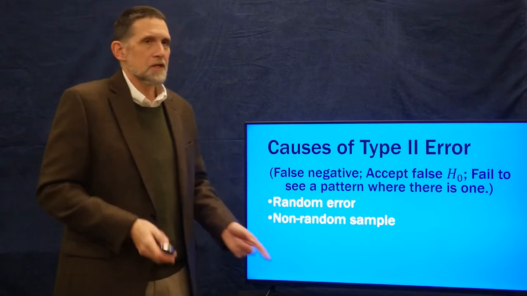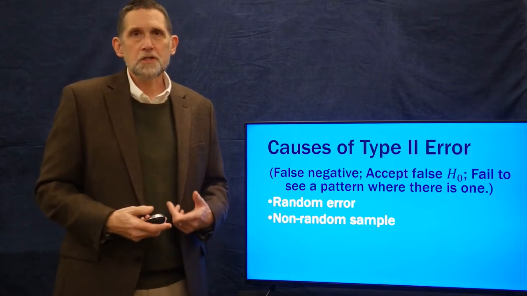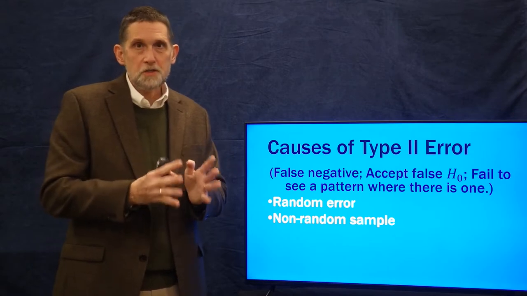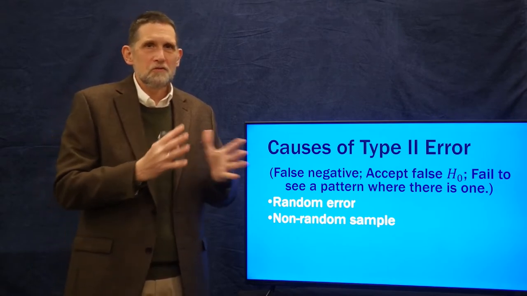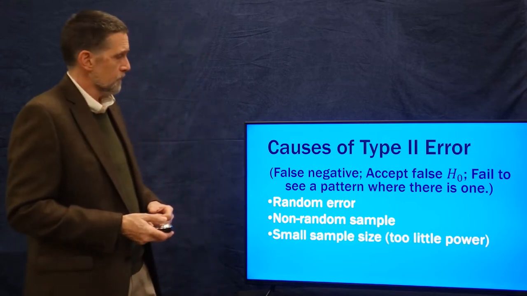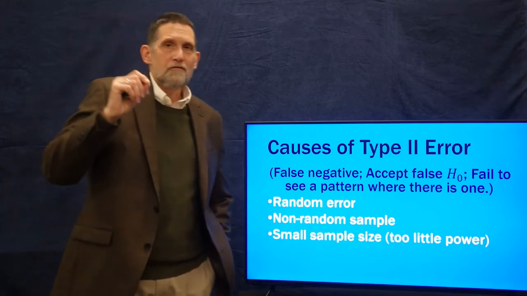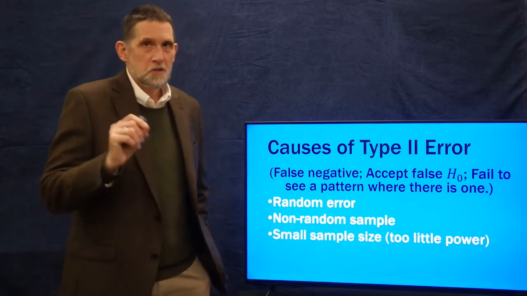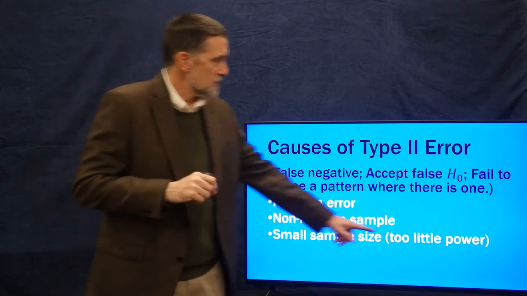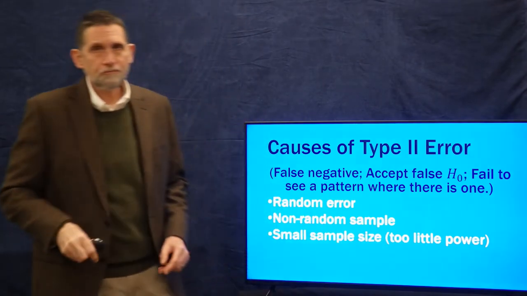This is particularly a problem, I think, in opportunistic samples, because you're going to be looking at a very narrow range, typically of cases that are sort of unrelated, and so you get a lot of random error. A very small sample can cause a type 2 error because it has too little power.